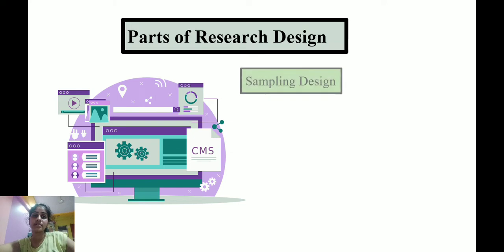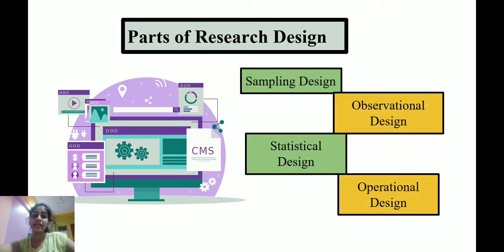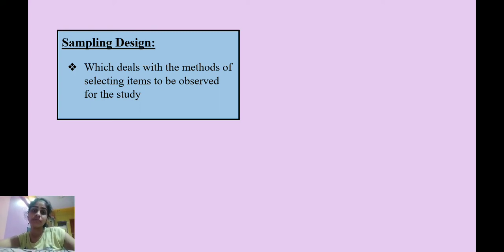Parts of research design. There are 4 types of research design, that is sampling design, observational design, statistical design and operational design. First we will see sampling design. It deals with the methods of selecting items to be observed for the study. So methods of the sampling designs are different and it is observed further and then only the research design is studied.